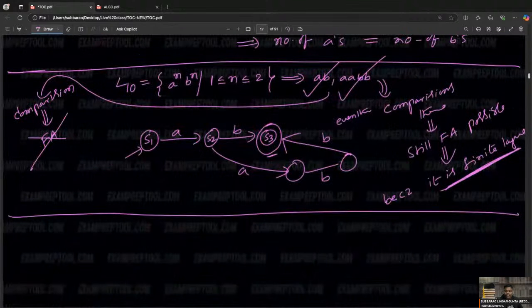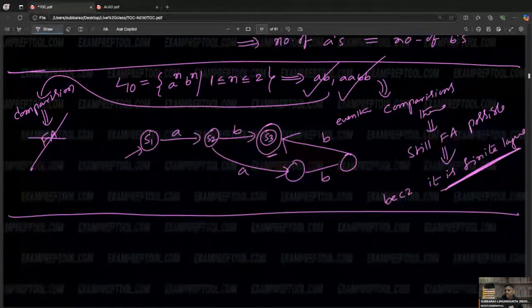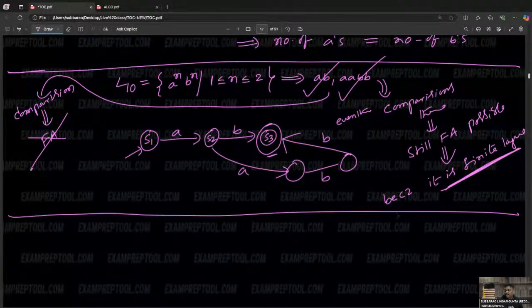So immediately someone is asking, sir, A power n, B power n, comparison is there. But it is a finite language. You have to compare number of A's equal to number of B's. But comparison is there, how PDA? But it is a finite language. Finite language means finite automata is possible. Even though comparison is there, still finite automata is possible because it is a finite language. With the help of finite states, you can manage it.